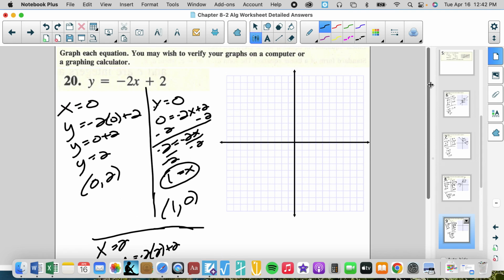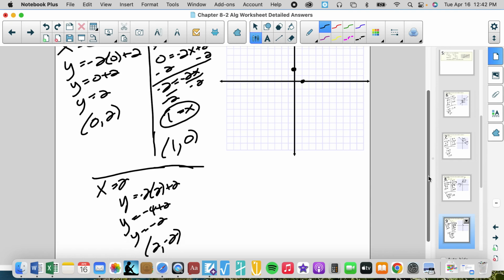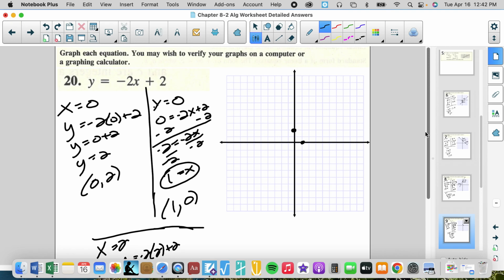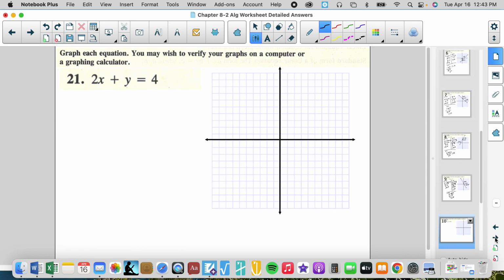We have 3 points. 0, 2, that's my y-intercept because it's on the y-axis. 1, 0 is my x-intercept because it lies on the x-axis. It's where it crosses, it intercepts the x-axis. And then we have 2, -2. It doesn't look quite right just because I drew my middle point a little kittywampus, but that works. This is 0, 2. This is 1, 0. This is 2, -2. Label those coordinates with parentheses, please.